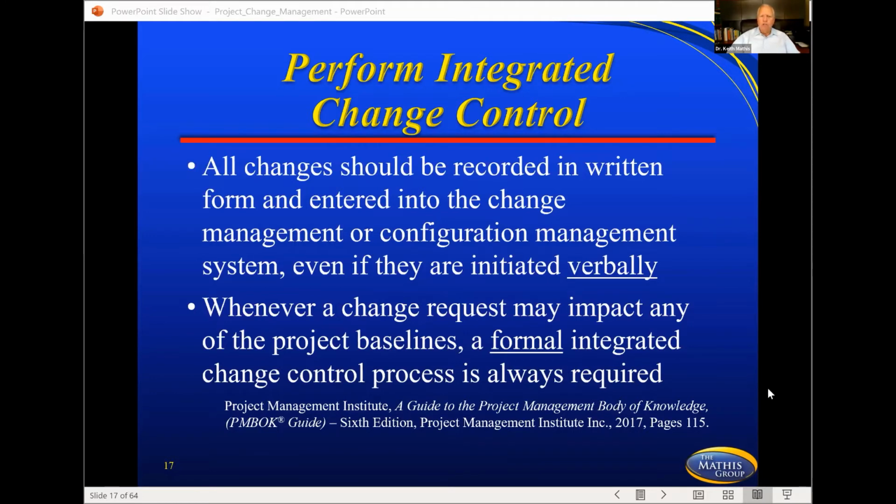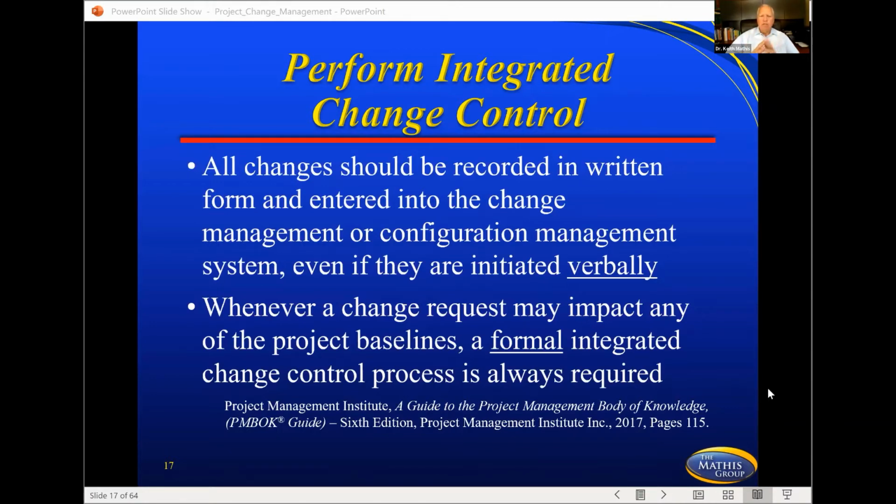So all changes should be recorded in some type of written form, entered into the change management or configuration management system, even if it's initiated verbally. Whenever change requests may impact any of the potential baselines, a formal integrated change control process is always required. Okay, so let's talk about two sides to this.